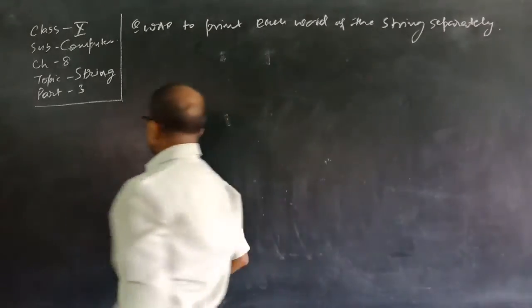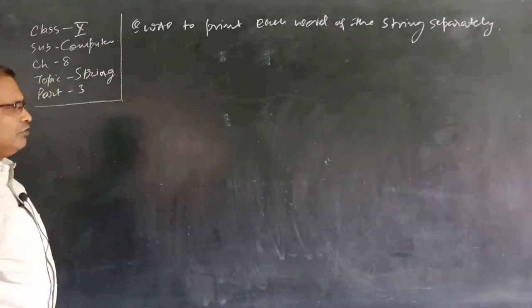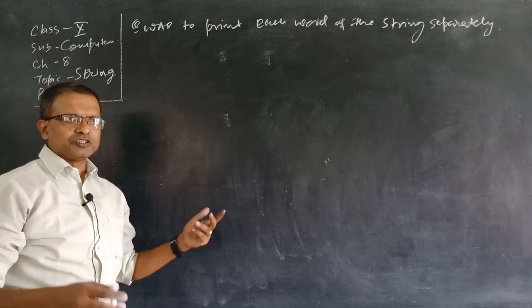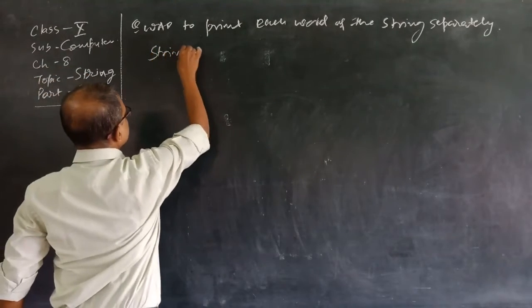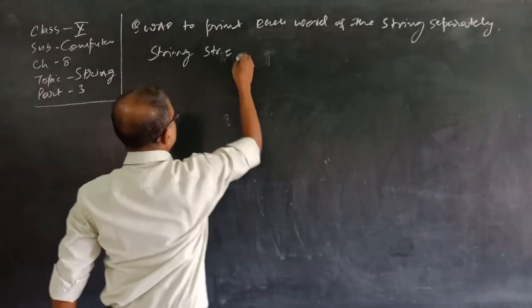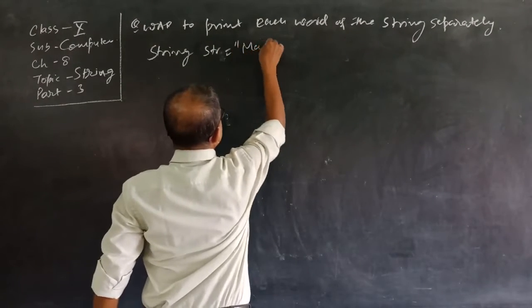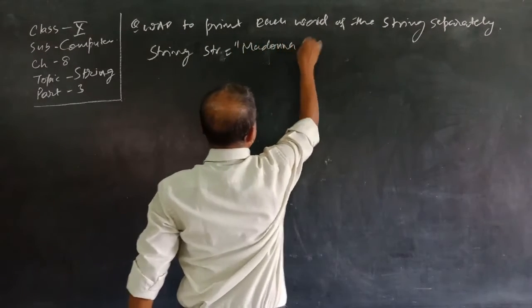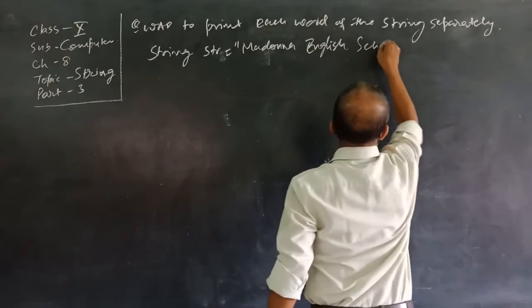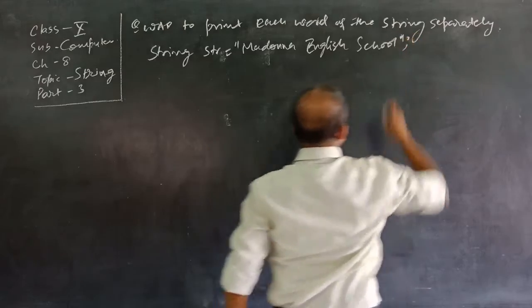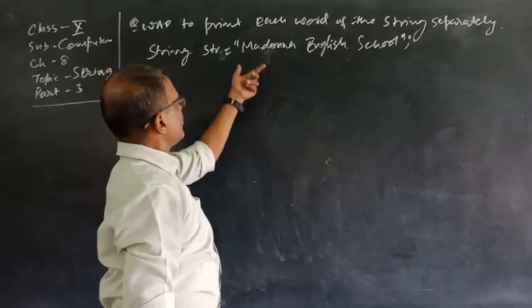We have to print each word of the string separately. So here is the concept of English that will be used in the program. First of all, declare a string str equal to, suppose the string is Madonna English School. Now, how will you determine what are the words?